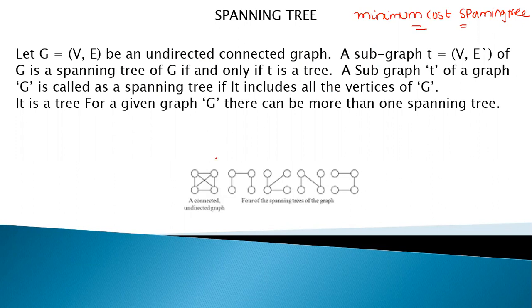That means we will take any undirected connected graph, which will have n number of vertices and edges also. A tree will not have any cycles, and all the vertices which exist in the graph will be in it. That tree, a subgraph of the graph, is said to be a spanning tree.